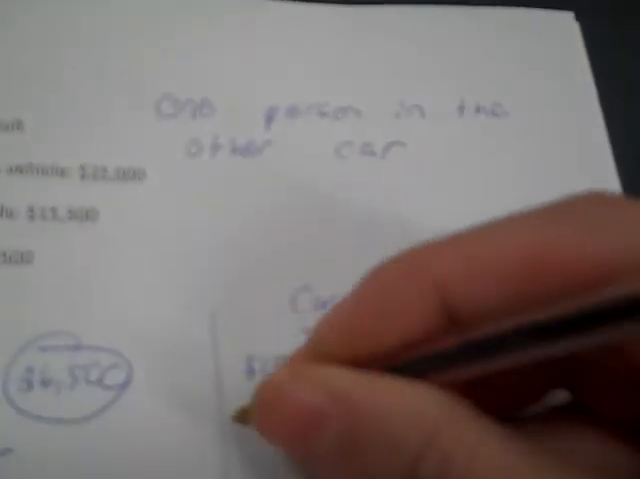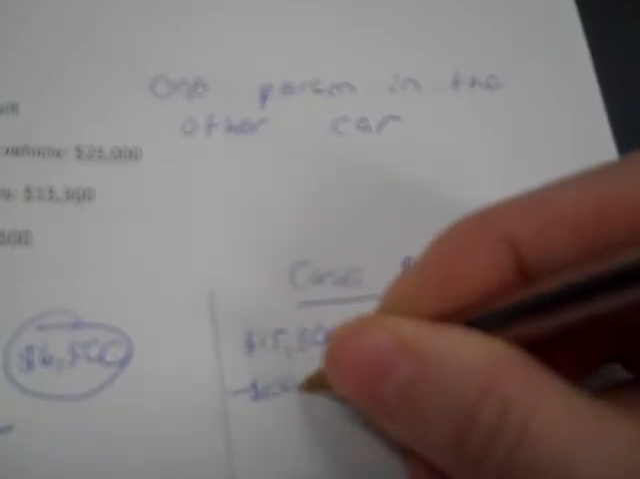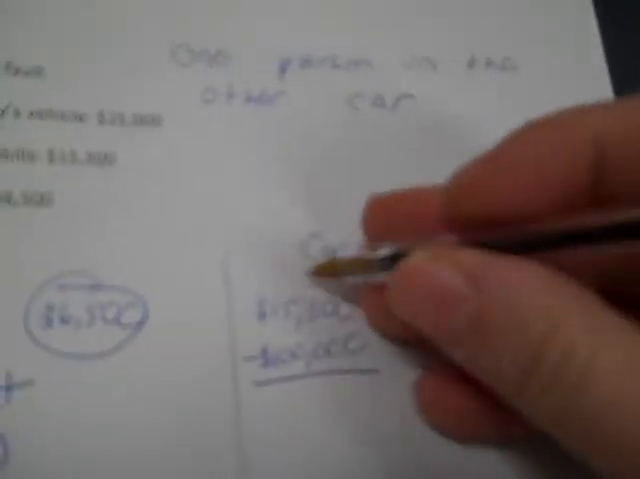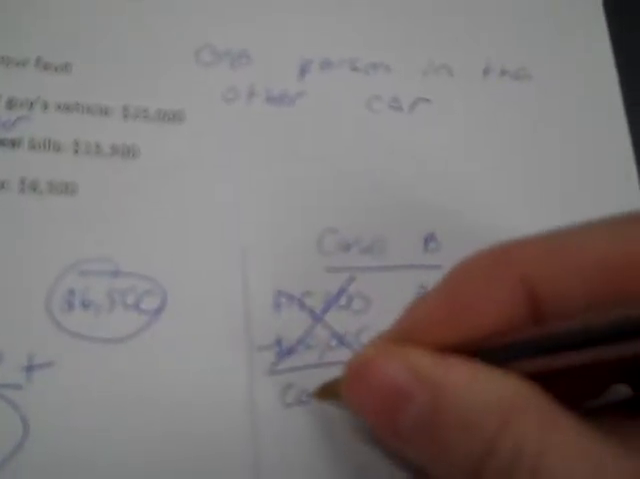Now case B, we go down here. Once again, one person in the other car, so I don't use 300. So 15,300 was the other guy's doctor bills. That's the first number, and because it's only one person, 100,000. You got a negative. That means there's nothing left for me to pay. It's covered.